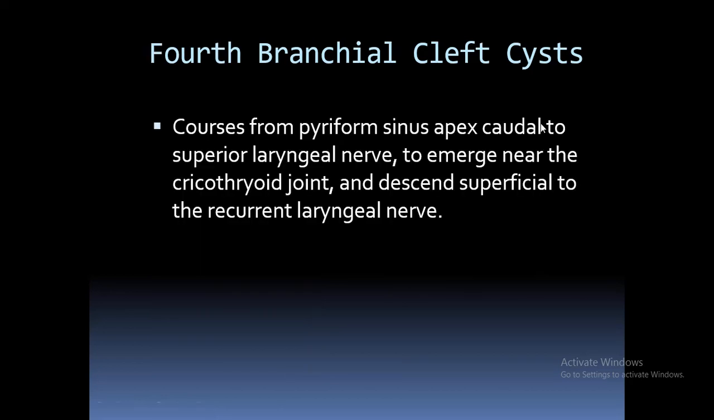Fourth branchial cleft cyst courses from the piriform sinus apex caudal to the superior laryngeal nerve to emerge near the cricothyroid joint and descend superficial to the recurrent laryngeal nerve, and these are very rare.